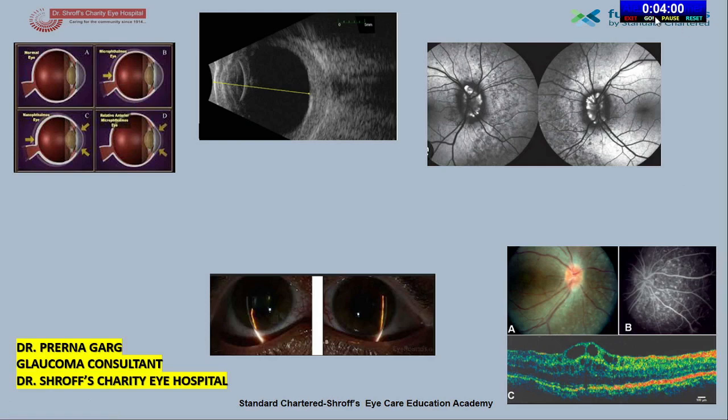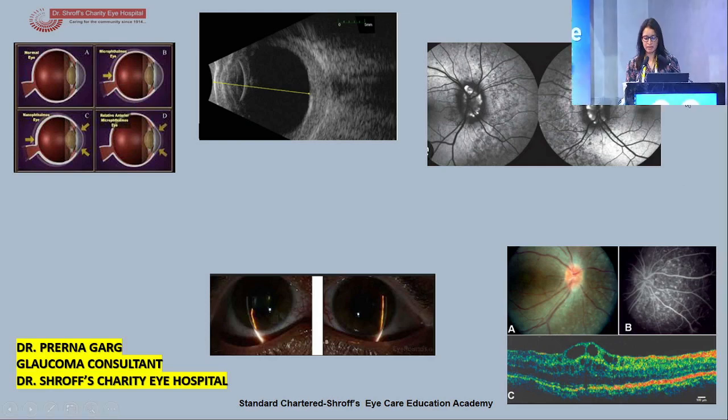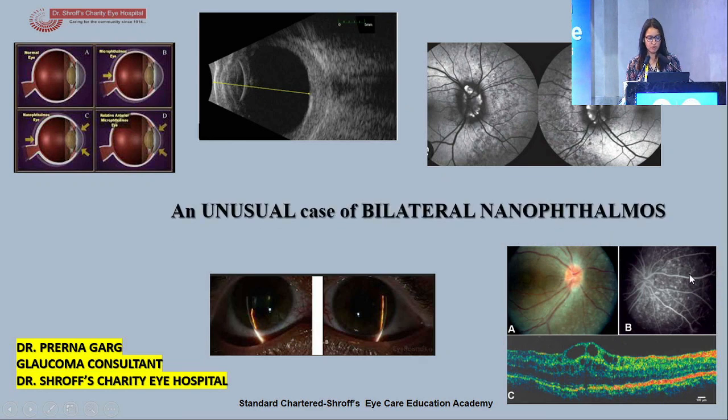Good evening again. This is an interesting case of bilateral nanophthalmos which presented to our OPD. These are the normal findings which we get in a patient of nanophthalmos: a thickened retinochoroidal complex, a smaller anterior chamber and posterior chamber, presence of optic disc drusen, a narrow angle, and presence of pigmentary retinopathy along with foveoschisis can be present. So this was an unusual case.